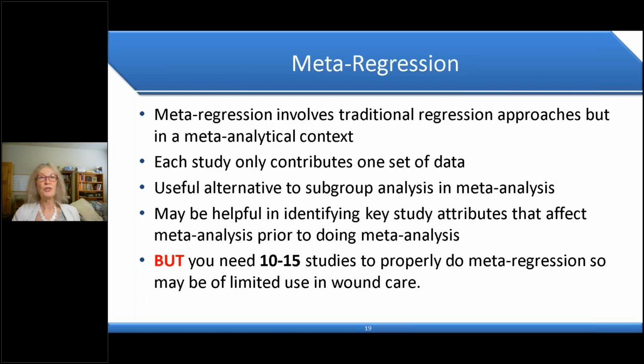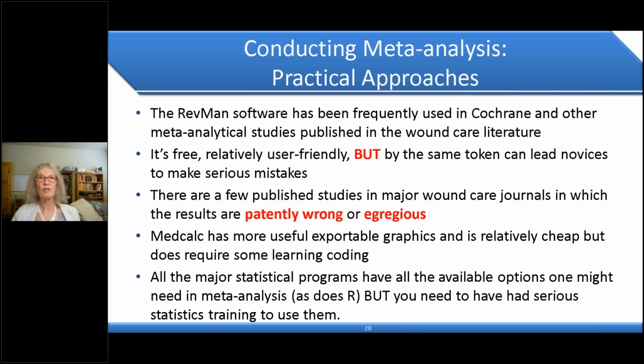It's a useful alternative to doing subgroup analysis. And sometimes it's actually very helpful to run before you actually decide on doing meta-analysis, because you might find 1 or 2 key study attributes that are actually going to affect the meta-analysis, and that's going to guide your subgrouping. Well, here's the big problem. In order to do meta-regression really properly, you need at least 10 to 15 studies. So unfortunately, in wound care, it's rare to get that number of studies in a meta-regression, so it doesn't get done very often.